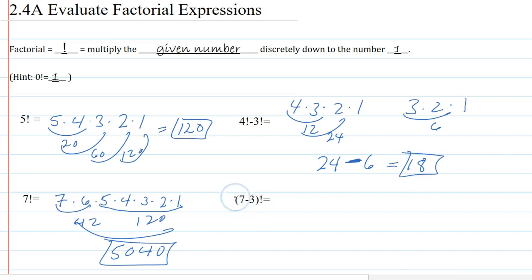Next one, 7 minus 3 in parentheses with a factorial. Well, PEMDAS hasn't gone away. We still need to do what's inside the parentheses first. So what is 7 minus 3? That's 4 factorial. Well, we know that 4 factorial is 4 times 3 times 2 times 1, which we just did, to equal 24.